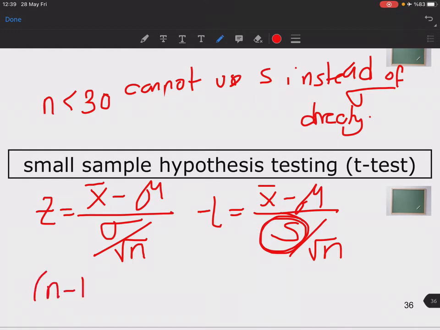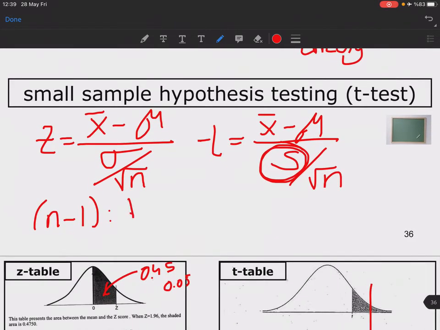For the rejection region, we rely on n minus 1 as the degrees of freedom. By definition, it's something like this: the minimum number of independent coordinates which can specify the position of the system completely. This is just the definition. You don't need to memorize anything, but if you want to study further, that could be your starting point.